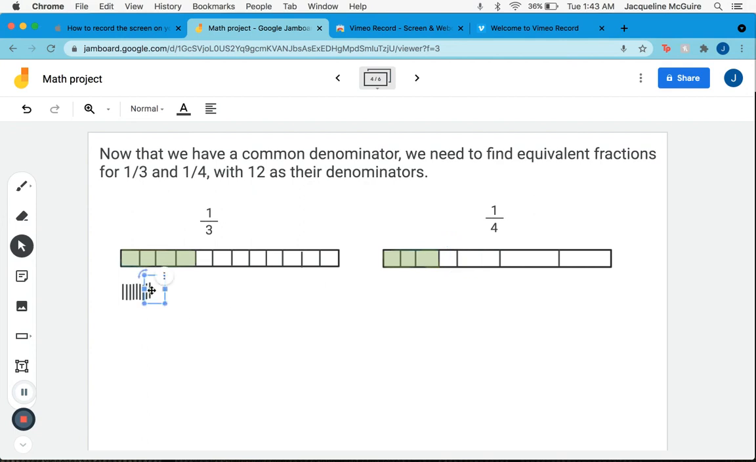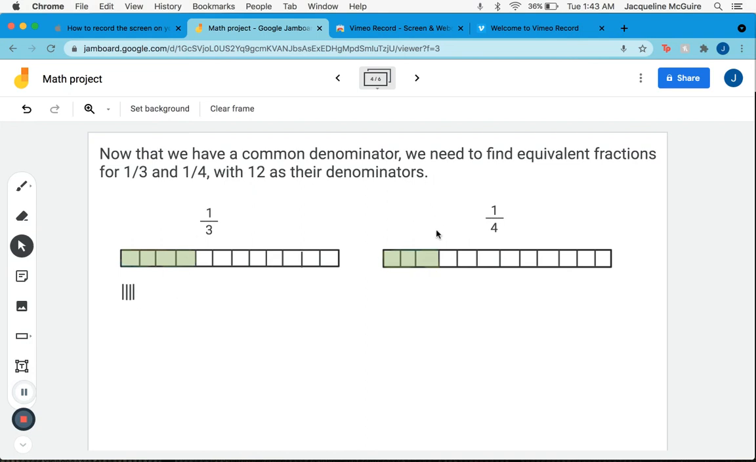1, 2, 3 over here. 1, 2, 3 over here. 1, 2, 3 over here. So now we have 1, 2, 3, 4, 5, 6, 7, 8, 9, 10, 11, 12 sections here. And as you can see, there is 3 of these sections shaded in.